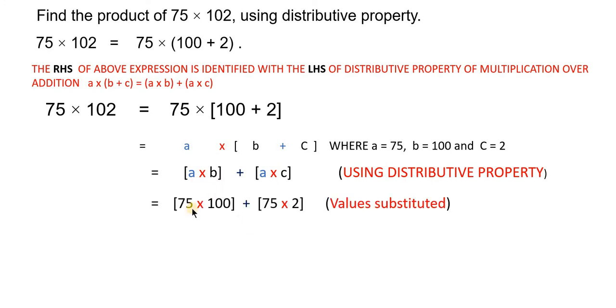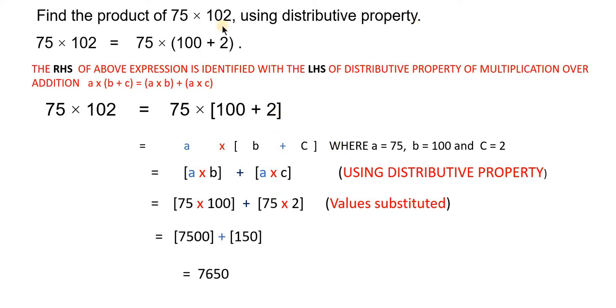We are substituting the values for A, B and C: 75 multiplied by 100 plus 75 multiplied by 2. You know the value of this: 75 followed by 2 zeros, so it is 7500. 75 twos are 150, double of 75 is 150, so you have written it. So 7500 plus 150 is 7650. So this is computed easily. You can check this answer by your direct method of multiplication. You can separately do it and check also. But we have asked you to find the product using distributive property, so you will have to do like this only.